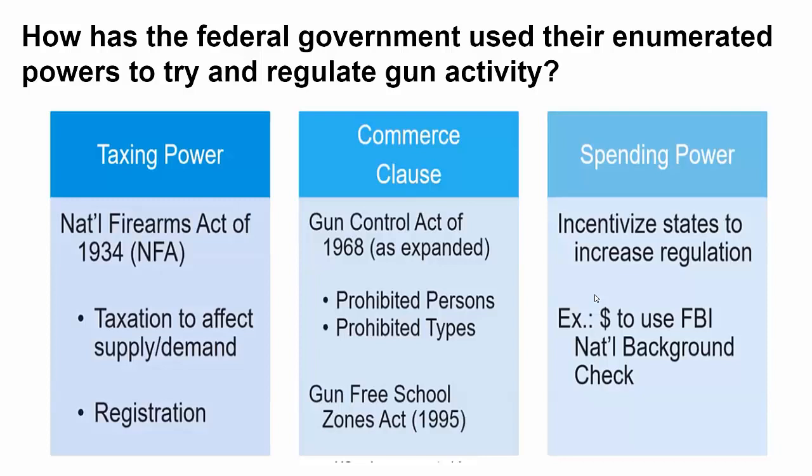Additionally, they can use their commerce clause and argue that commerce is being interfered with in an effort to try to prohibit perhaps certain persons or particular types of weapons from being accessible. Of course, the Gun-Free School Zones Act that was originally struck down by U.S. v. Lopez was, if you remember, passed again and is still in place under the power of the Commerce Clause.